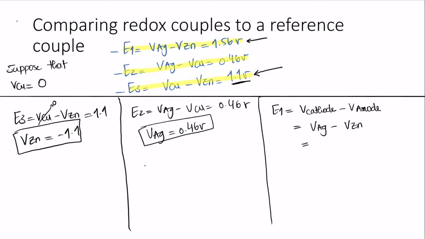What is the reduction potential of Ag? It's 0.46 minus, what's the reduction potential of Zn? We calculated it's minus 1.1. So E1 is equal to 0.46 plus 1.1. E1 is equal to 1.56.